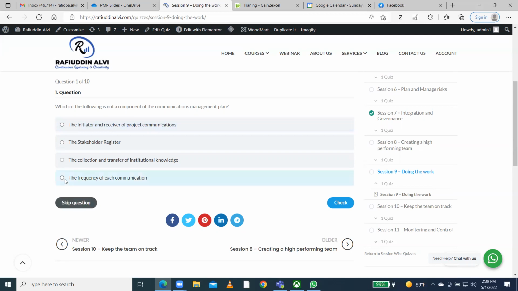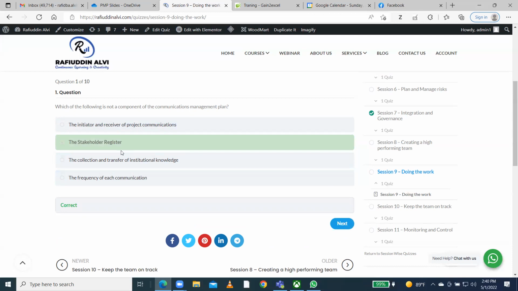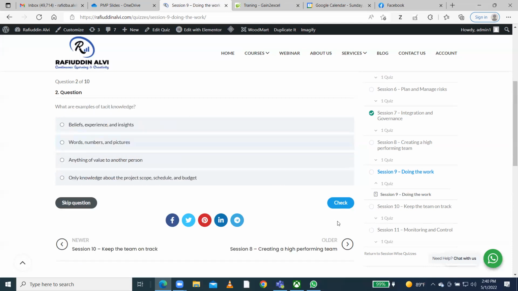The frequency of each communication should be in the communication management plan, like weekly, monthly. Collection and transfer of institutional knowledge should also be there: what knowledge should be transferred. Stakeholder register is not the one. Good. The stakeholder register is in the stakeholder management plan, not here. We don't have to communicate it every time. This one we already saw.